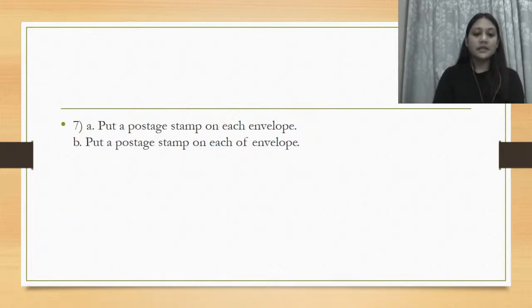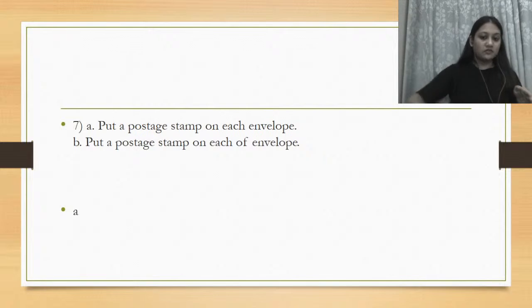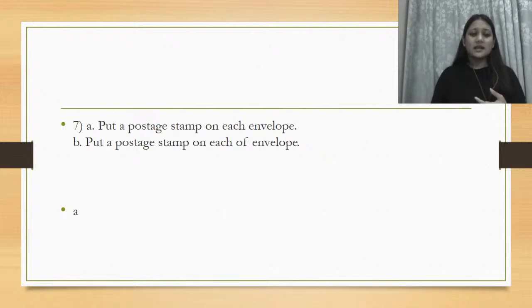Next. Put a postage stamp on each envelope, right? Or it says put a postage stamp on each of envelope. It is definitely going to be A, that you have to put a postage stamp on each envelope. Definitely not going to be of envelope. It is so grammatically incorrect.